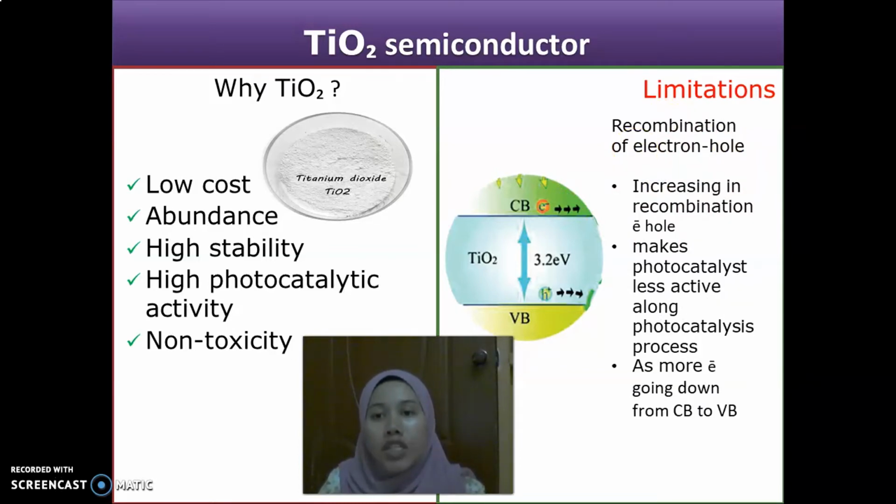Next, recombination of electron holes. Increased recombination of electron holes makes the photocatalyst less active along the photocatalysis process, as more electrons go down from the conduction band to the valence band. We want the electrons at the conduction band to stay at the conduction band to produce the hydroxyl radical.